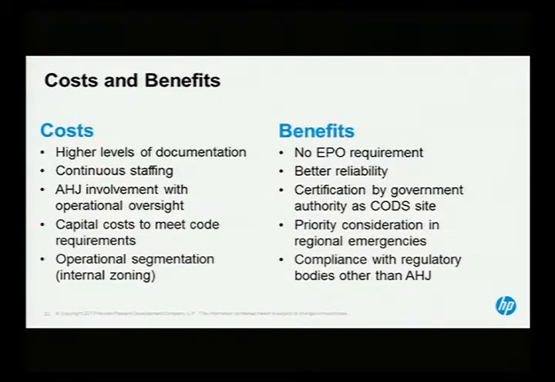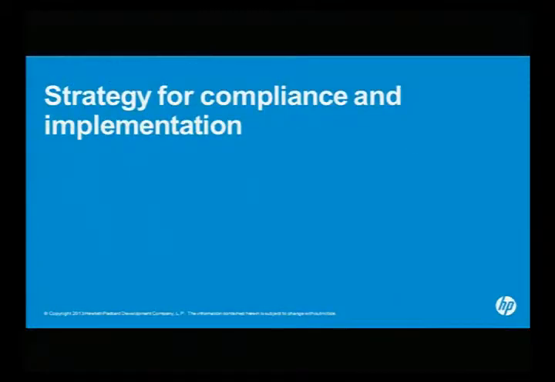You have priority consideration in emergencies in your particular area. In other words, if you need to get a fuel truck through there, the local authority is going to allow you to get on the priority list. Hospitals will come first, public safety comes second, but you'll go third on the list, okay? And you have compliance with other regulatory bodies, again, the SEC type thing. So there are costs and benefits attached to this. All right, now, what's your strategy for compliance?